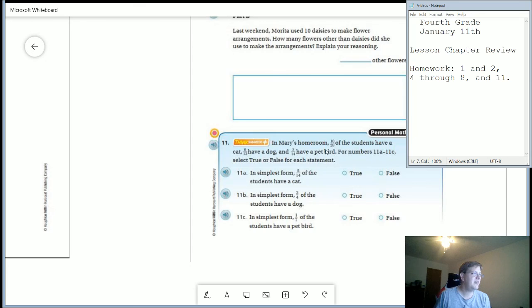So let's see, we have 10/28 for cat. If we reduce that, is this going to be the smallest fraction we can get? If not, then the answer would be false. If it is the smallest fraction, it will be true. So we're going to do that 3 times, 1 for each of those fractions in the problem.